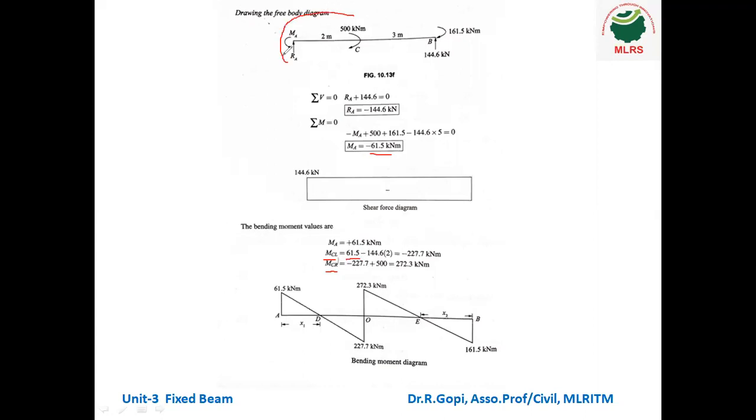So consider before the 500 kilonewton meter at C point. 61.5 is the moment at A minus 144.6 into 2. That means RA into 2, which is equal to minus 227.7 kilonewton meter. Next, bending moment at C point right, so the same value you write. For that they took minus 227.7 kilonewton meter. That means minus MA, 61.5.